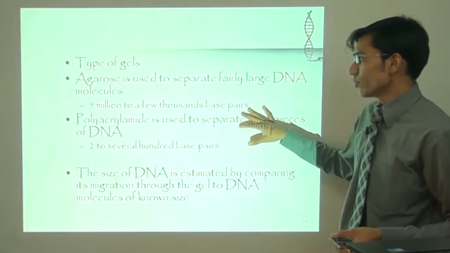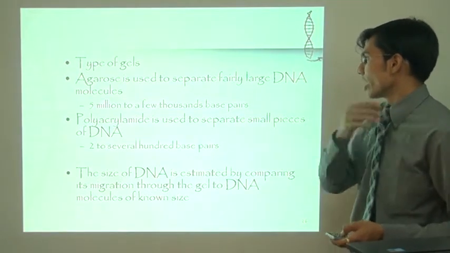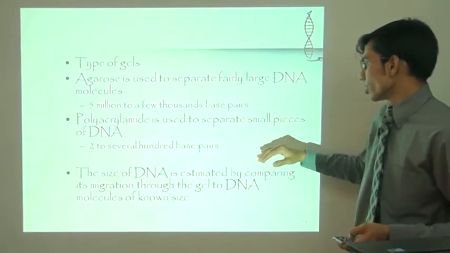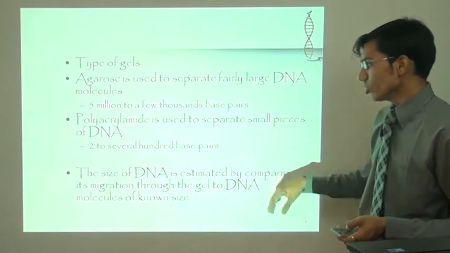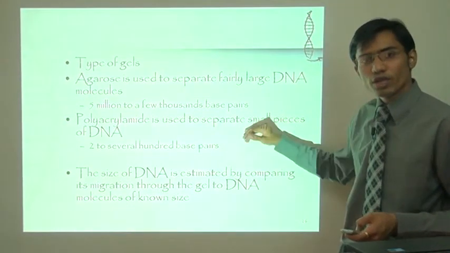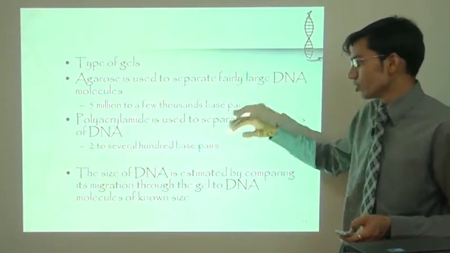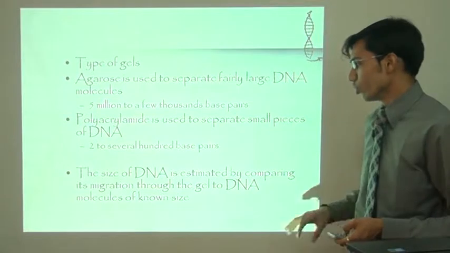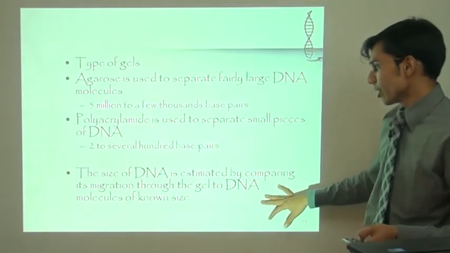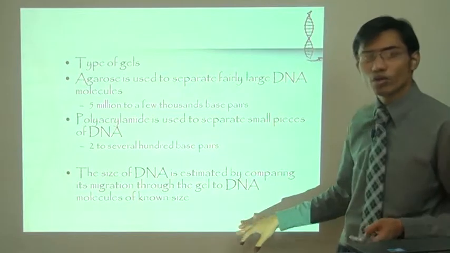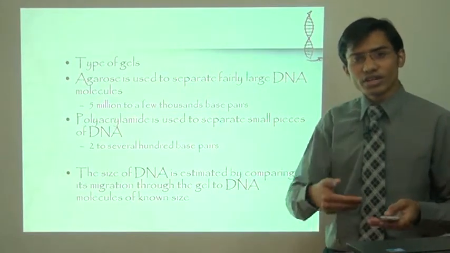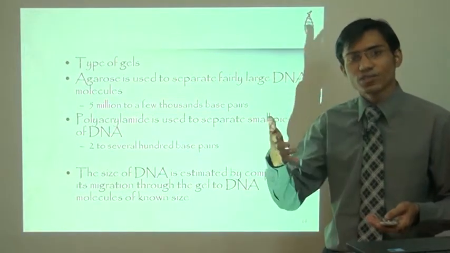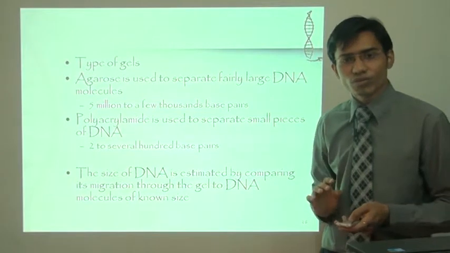So there are two types of gels. Agarose is used to separate fairly large DNA molecules, 5 million to a few thousand base pairs, and polyacrylamide is used to separate small pieces of DNA, 2 to several hundred base pairs. There is a polyacrylamide gel and an agarose gel. Both have different purposes. This is used to separate small DNA molecules, and this is for fairly large DNA molecules. The size of DNA is estimated by comparing its migration through the gel to DNA molecules of known size. Then we run a ladder and we compare our sample size and our known ladder size, and then we can have an estimation of the length of DNA we have obtained in a sample.